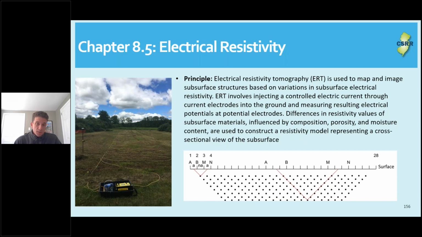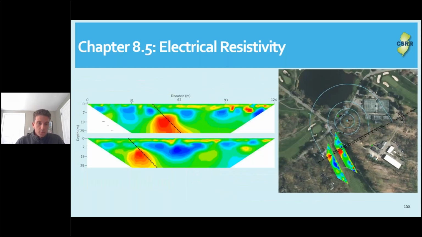Common applications here of electrical resistivity, a lot of common applications, but saltwater intrusion and contaminant mapping, hydrogeology studies, but it can also be used for bedrock and fracture mapping. And I have a pretty neat case on the next slide for that. So next slide, please. So here's the data for this.